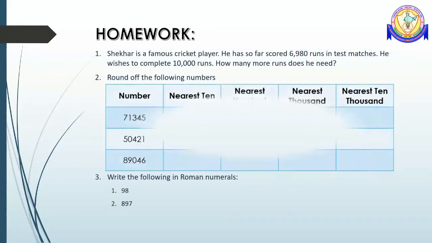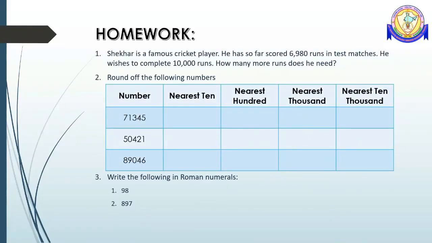Homework problems. The first one is a word problem. You have to find out how many more runs he needs. The second one is rounding numbers to the nearest 10, nearest 100, nearest 1000 and nearest 10,000. And the third one is that you have to write the numbers in terms of Roman numerals.